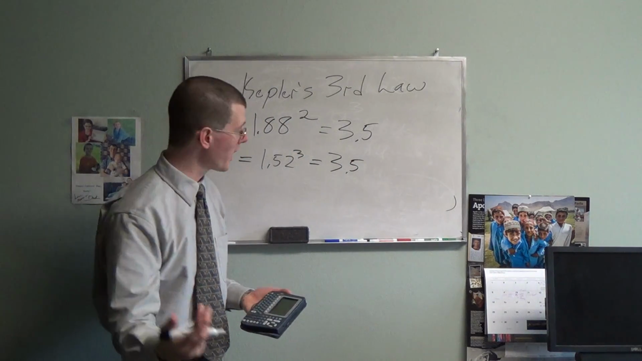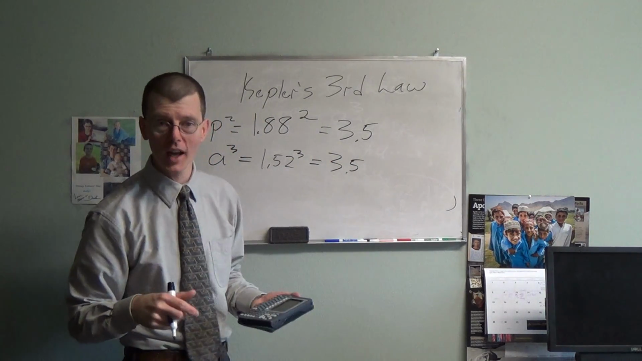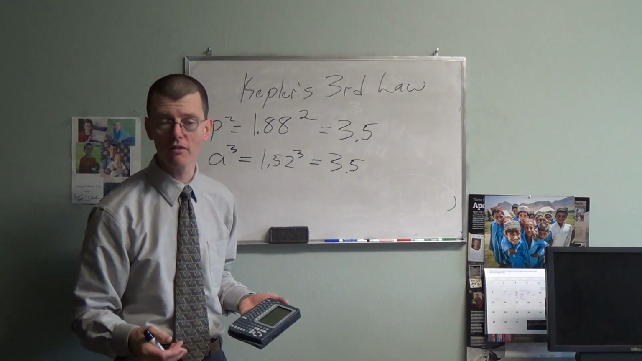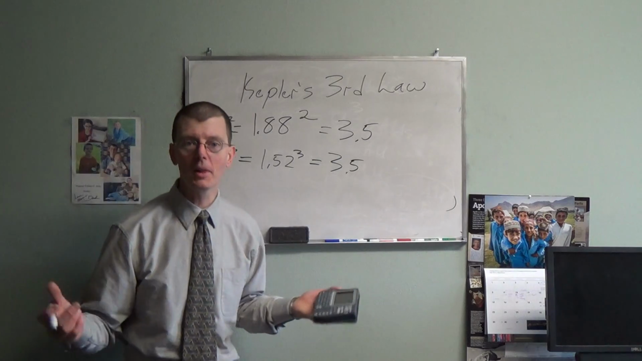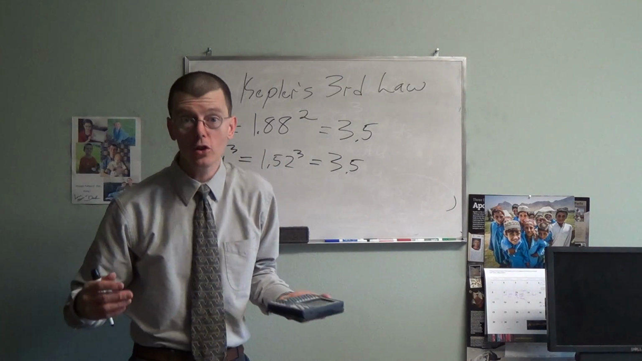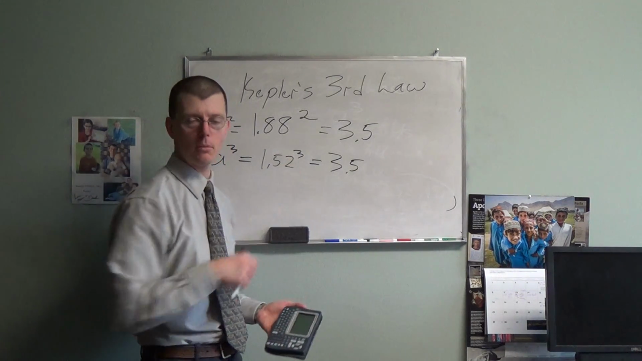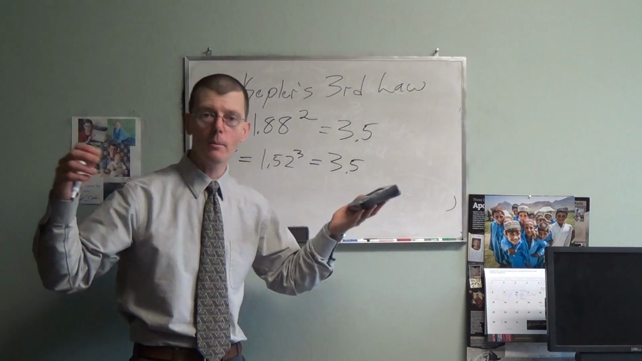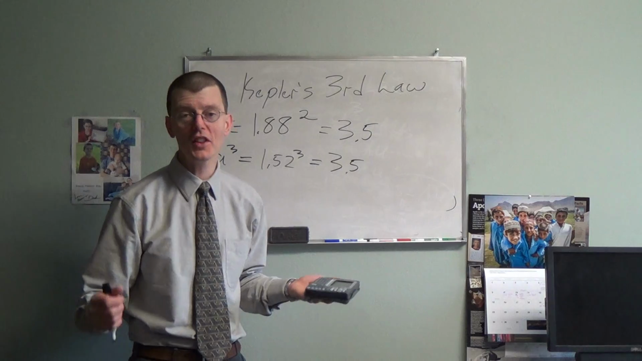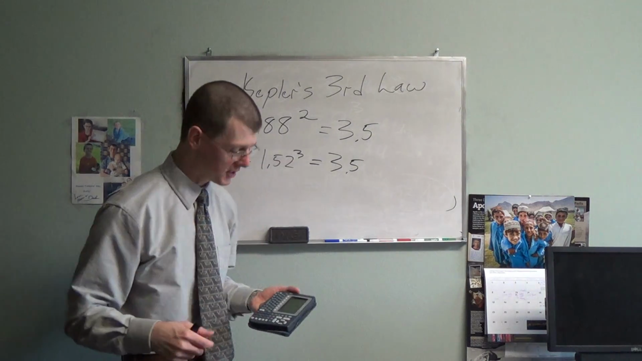1.88 years squared is 3.5. 1.52 AU cubed is also 3.5. And there we go. This is the magic of Kepler's third law, and it works for all the planets. If I took the period of time it took for Jupiter to orbit the sun and squared it, I would get the same number if I took Jupiter's average distance from the sun and cubed it. It applies to all comets, all asteroids, all planets, everything that orbits around our sun. P squared equals A cubed.